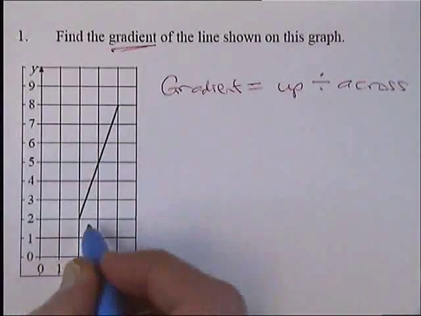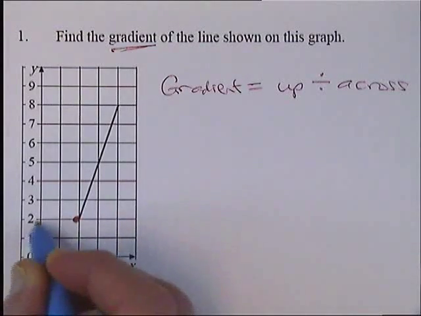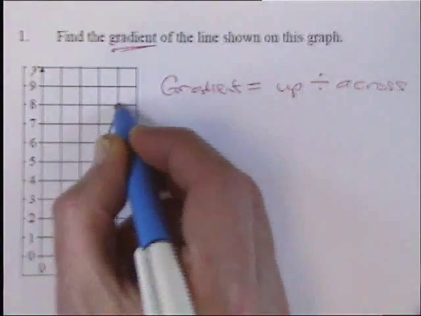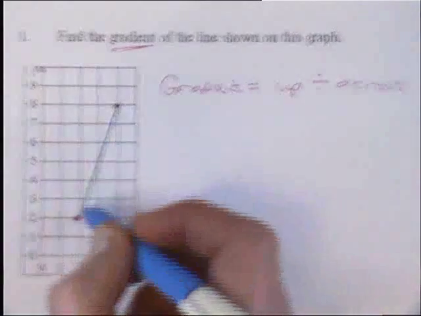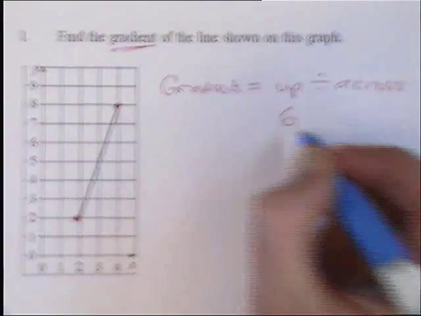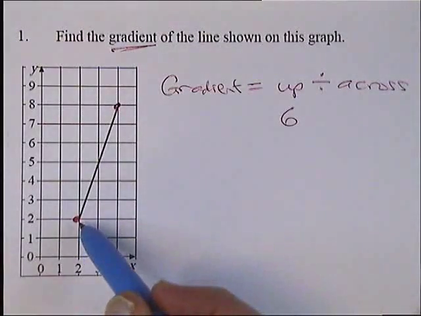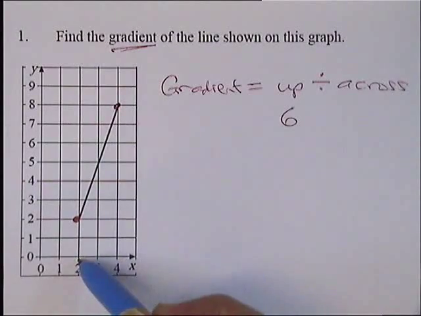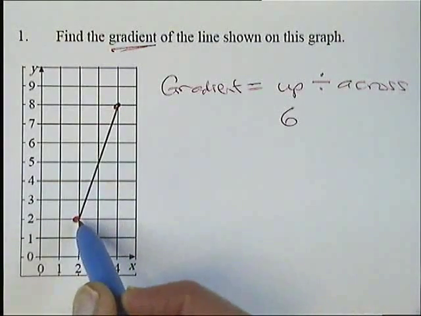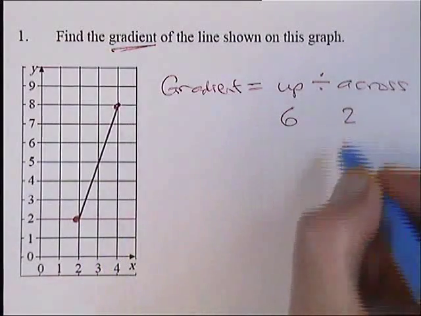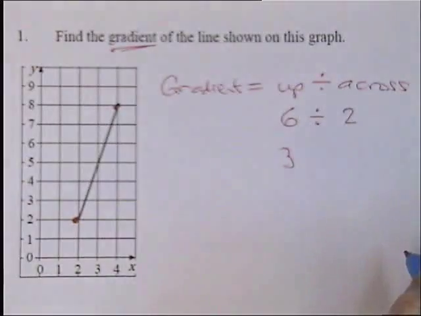And if you do that sum, you always get your gradient. So this bit of line here, how far has it gone up? Well, that end of the line is at 2. This bit of line is level with 8. So from 2 to 8, it's gone up 6. How far has it gone across? Well, here, the start of the line is above 2. The end of the line is above 4. So it's gone across from 2 to 4. So it's gone across 2. And 6 divided by 2 is 3.